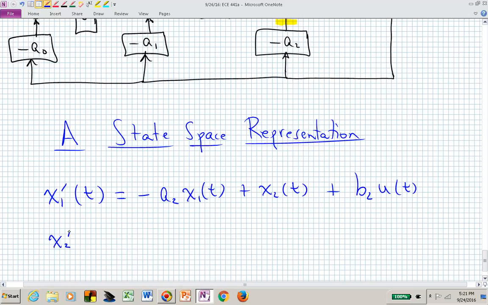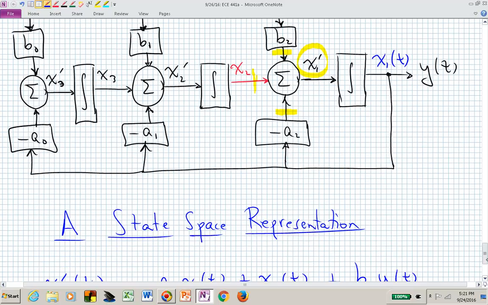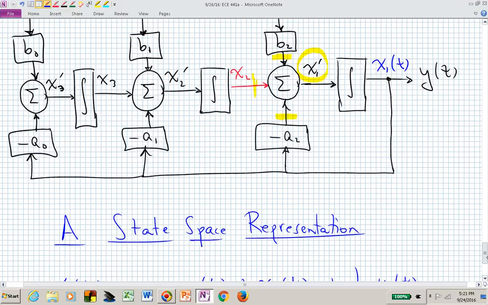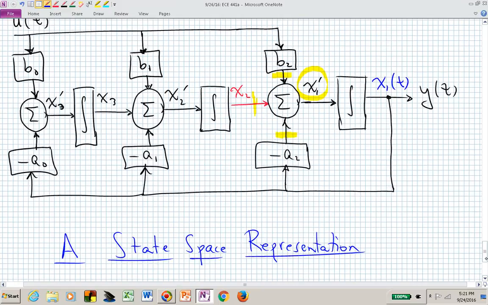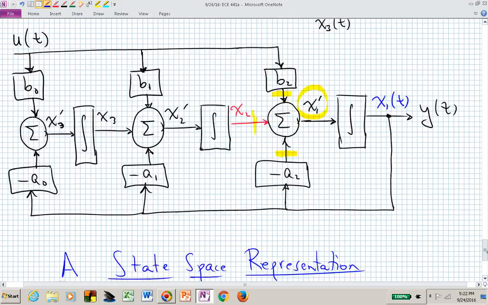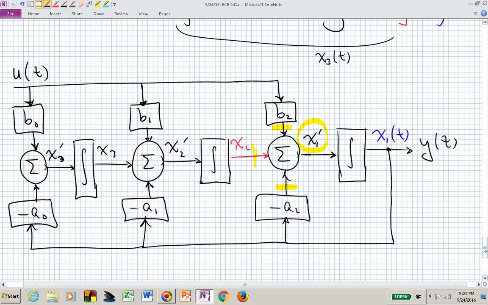If we do the same process on the middle integrator, input, which is x2 prime, we again have three signals making up x2 prime. We have minus a1 x1 of t. Then we have the horizontal signal, which is x sub 3. And the signal coming down is our scaled input, which is b sub 1 u of t. We're almost done. We're trying to work our way from the right all the way to the left.